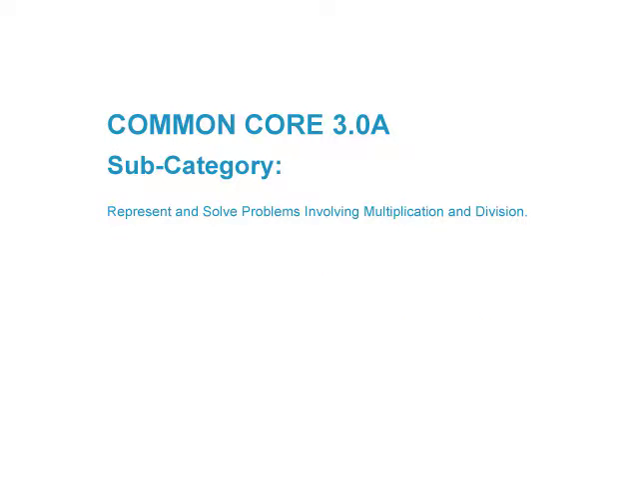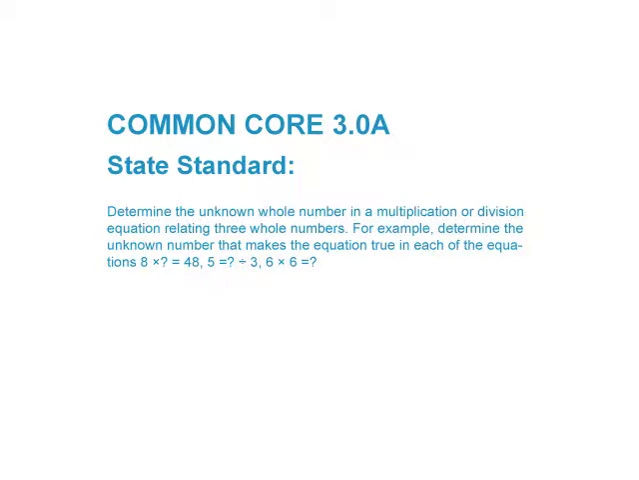The subcategory: represent and solve problems involving multiplication and division. The state standard: determine the unknown whole number in a multiplication or division equation relating 3 whole numbers. For example, determine the unknown number that makes the equation true in each of the following equations: 8 times a blank equals 48, 5 equals blank divided by 3, and 6 times 6 equals blank.